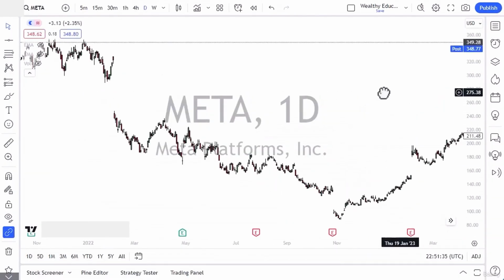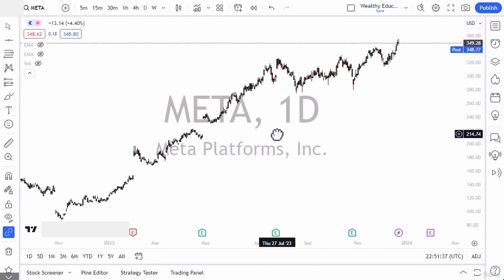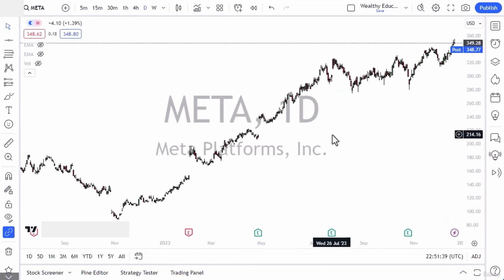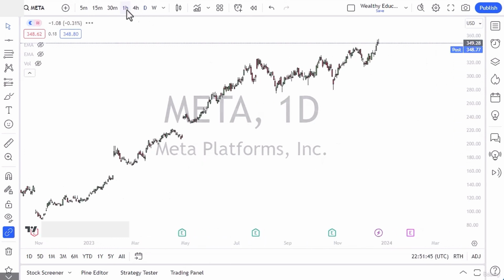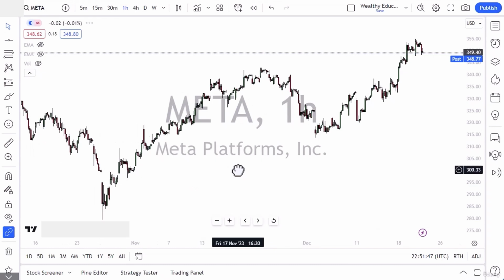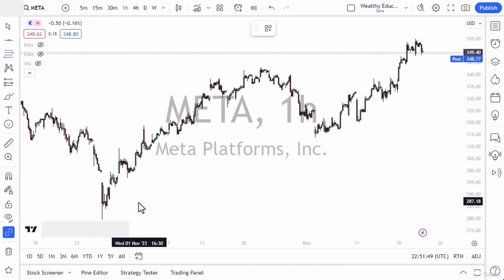So we have Facebook or Meta here on the daily chart. You can see that it's very positive. Let's go ahead and grind down to the 1 hour chart. Say you're a day trader or you're a short-term trader. We had a swing low and took off from there. So now you're wondering, how do I get in on this move that's already taken off?